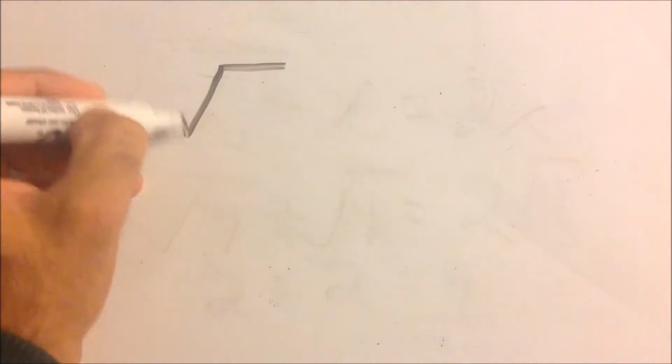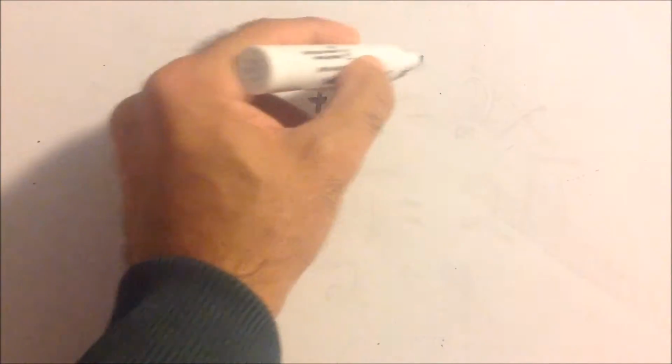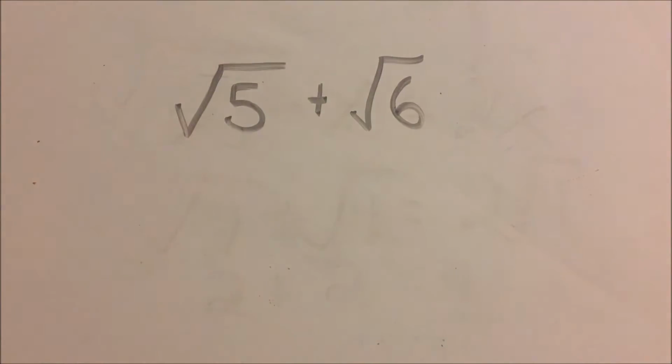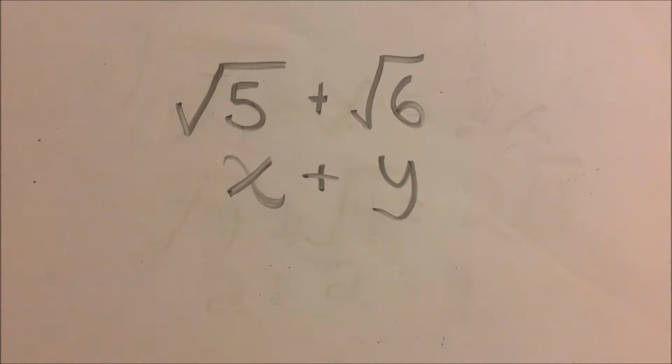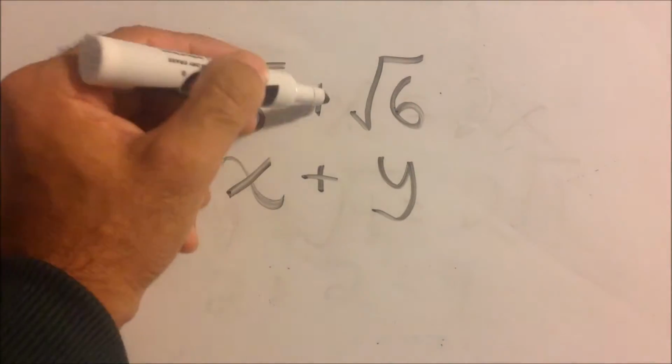So let's do another one. What if we had the square root of 5 plus the square root of 6? Well, we can't combine them. It's the same as saying x plus y. We can't combine x plus y. You can't combine them when you're adding and subtracting.